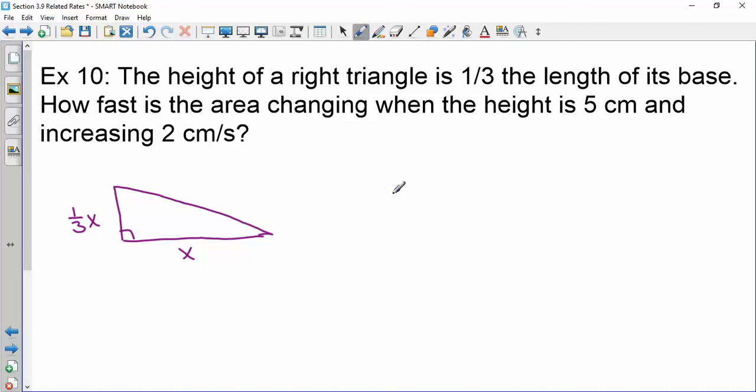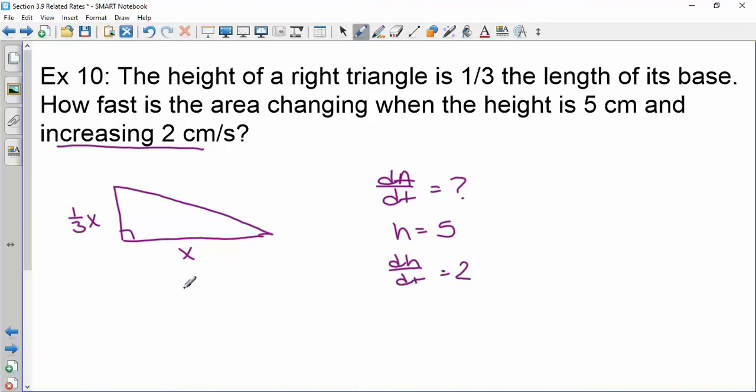How fast is the area changing? So what am I looking for? dA dt. When the height is 5 centimeters and increasing 2 centimeters per second. Okay, so here's an issue. I am telling you how the height is changing, right? So I'm saying your height is 5 and the dh dt is 2.